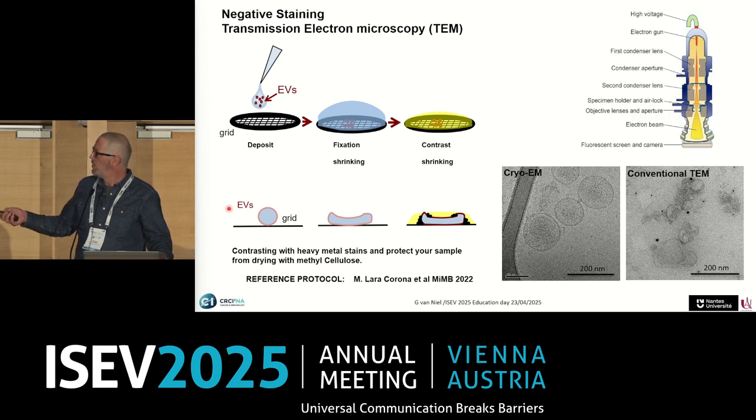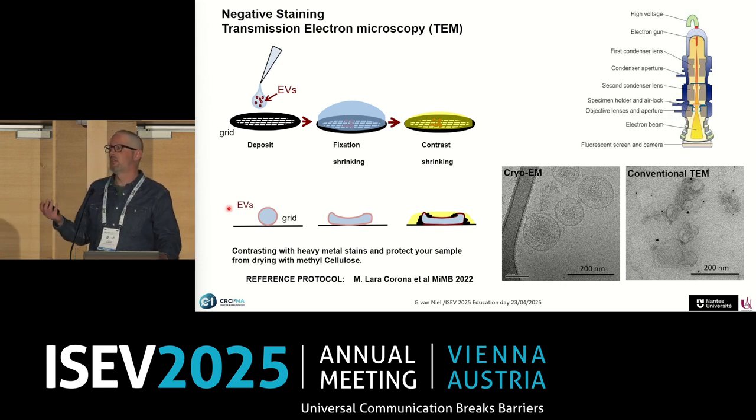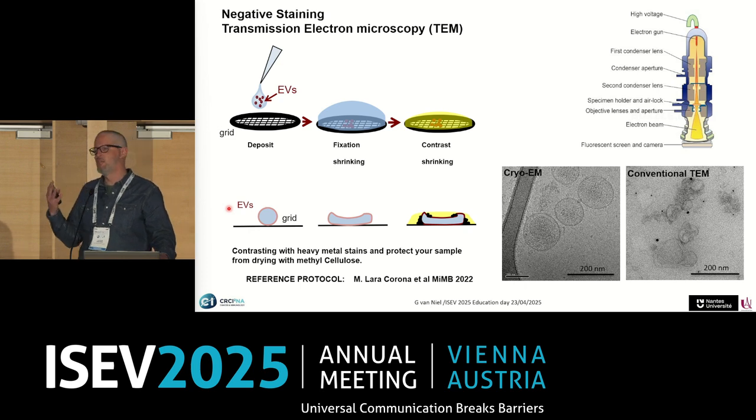Yet, to do this kind of transmission electron microscopy and negative contrast, you need to fix your samples with chemicals. That's why most of your vesicles have this red blood cell or cup-shaped appearance. This is not the natural appearance of your vesicles.